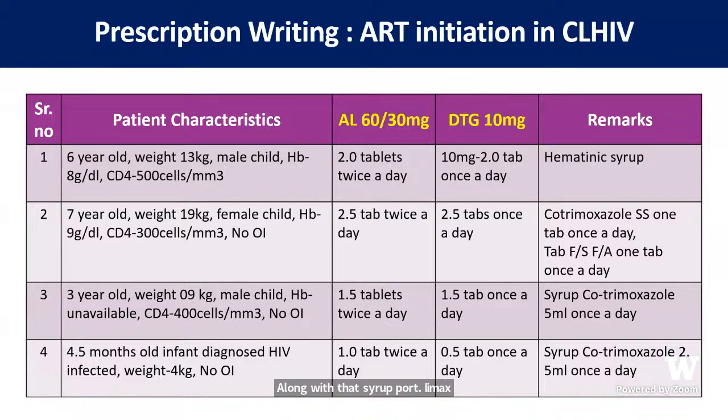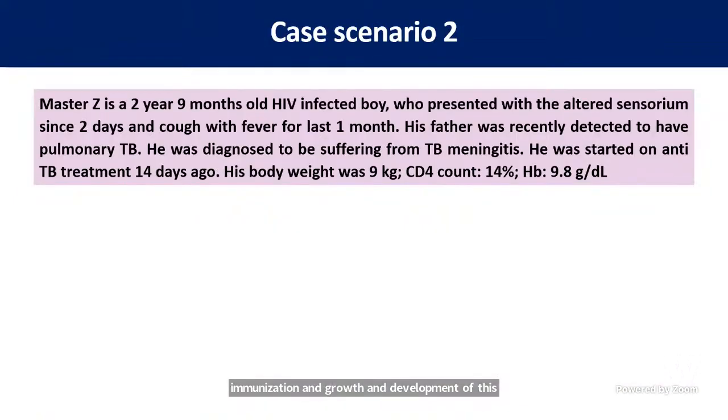You also need to look at the nutrition of this child. 4.5 months, still 4 kgs. There are definitely nutritional concerns. Look for immunization and growth and development of this child. Need to be carefully monitored.